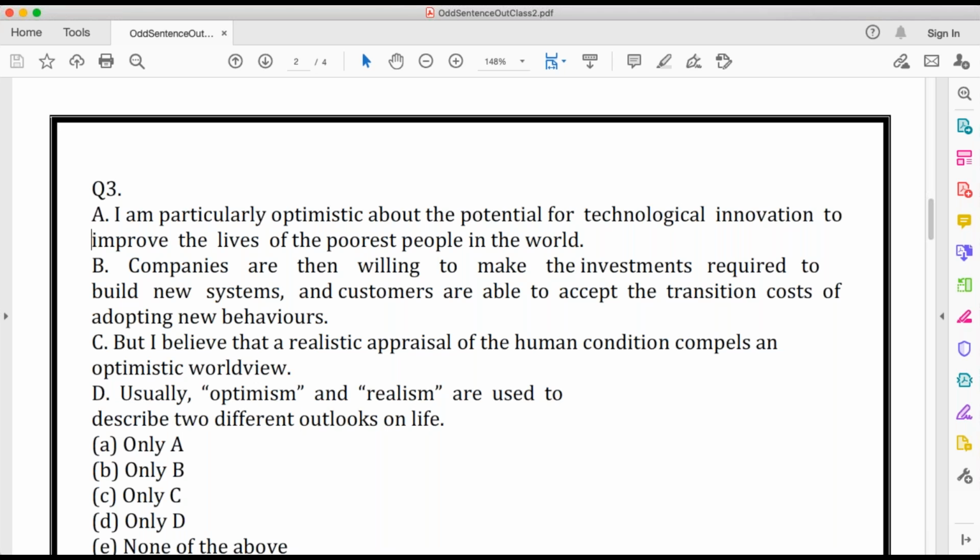So Abhinav, I am saying sentence number D is talking about optimism and realism. Optimism is being talked about in sentence number A, where it says particularly optimistic. Realism is in sentence number C, where it says I believe that a realistic appraisal is this. Only sentence B is unrelated. Sentences A, C, and D are all talking about the innovation to improve the lives of the poorest people, and the optimism and the realism around that, but sentence number B is entirely unrelated.